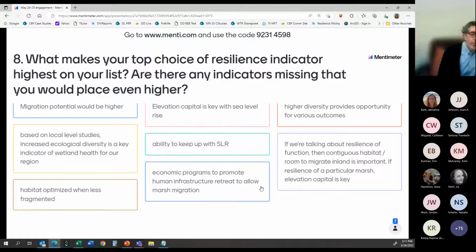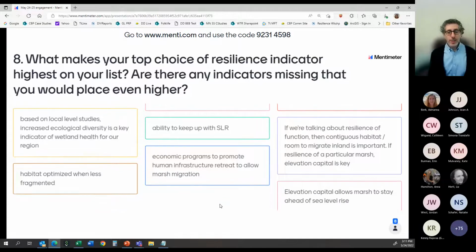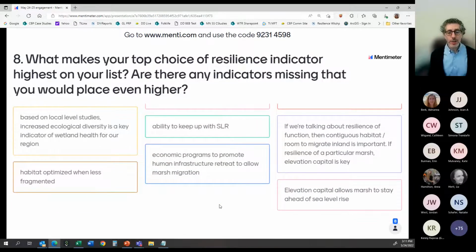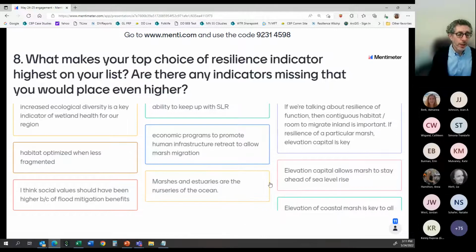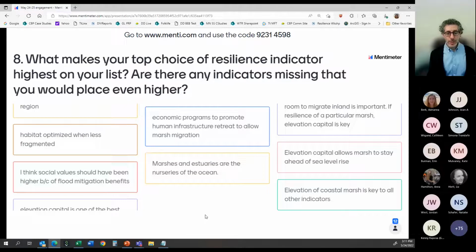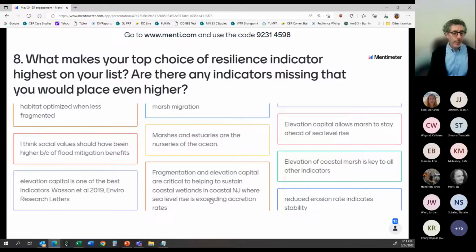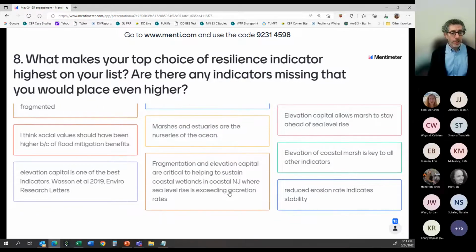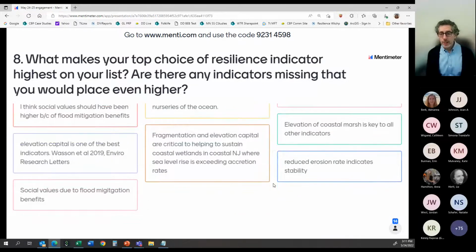Economic programs to promote human infrastructure retreat to allow marsh migration. Again, elevation capital allows marsh to stay ahead of sea level rise. Marshes and estuaries are nurseries of the ocean. And I think social values should have been higher because of flood mitigation benefits. Elevation of coastal marshes is a key to all other indicators. Again, elevation capital, citing a research letter. Fragmentation and elevation capital are critical to help sustain coastal wetlands. And reduced erosion rate indicates stability.